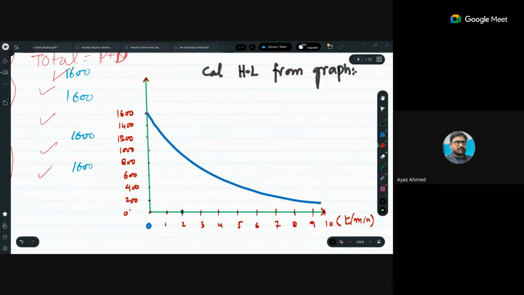For example, if I select 1600, I will figure out that, okay, if 1600 is the original number, its half is equal to how much? 800. Okay, I will go to the curve. Okay, 800 is at this point. Then I will check from here to here, and then find out. This is 2.5 minutes, if you note down.